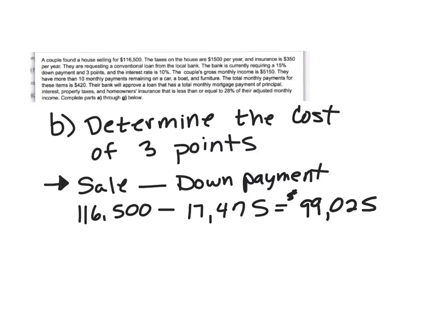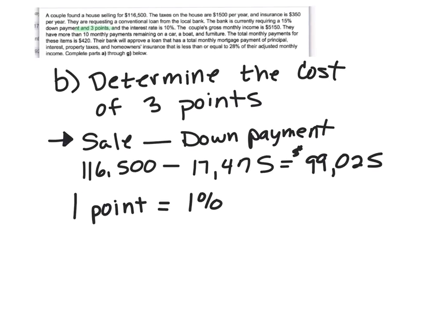So it's that mortgage amount that is going to be used to base your points on. Now, 1 point equals 1%. Because the question tells us that the bank requires a payment of 3 points, that means in this case that it's going to be 3%. So we need to find out what is 3% of that mortgage price, that $99,025.